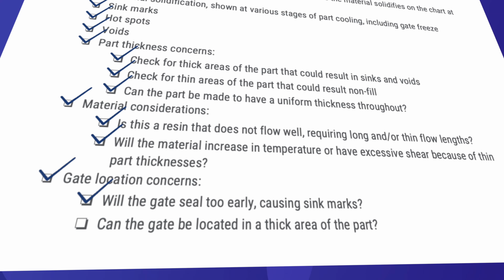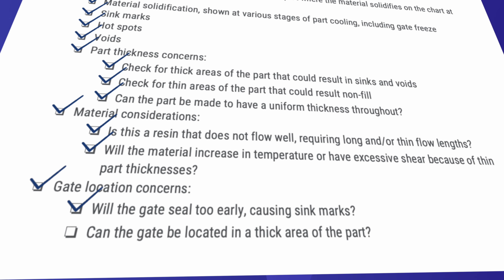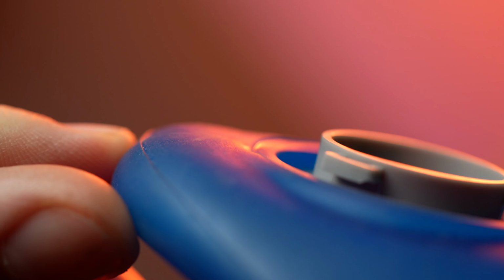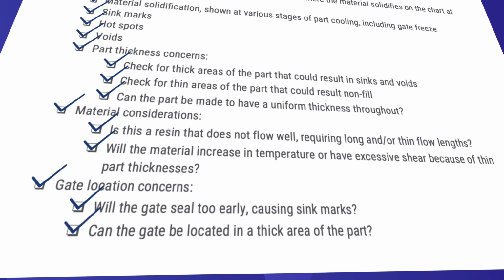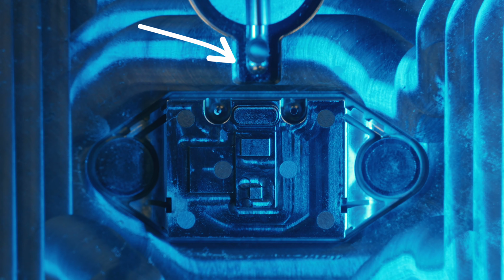Next, we move into gate strategy. As we've discussed already, if a gate seals off too early, packing pressure is cut off before shrinkage is fully compensated for, which leads to sink marks, voids, and density variation. So placing gates in or near thicker areas helps pack those mass concentrated zones and reduce the risk of these defects, and proper gate placement is also one of the most powerful levers in part quality.